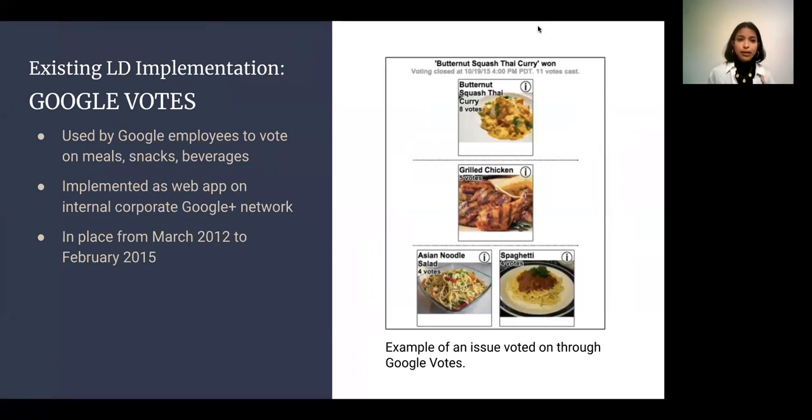Now I'm going to talk about one of the existing liquid democracy implementations, which is a system called Google Votes. Google Votes is a liquid democracy system that was used by the Google Corporation internally for its employees to vote on meals, snacks, beverages, things like that. It was implemented as a web app on the internal corporate Google Plus network back when that was around, and this system was in place from 2012 to 2015.